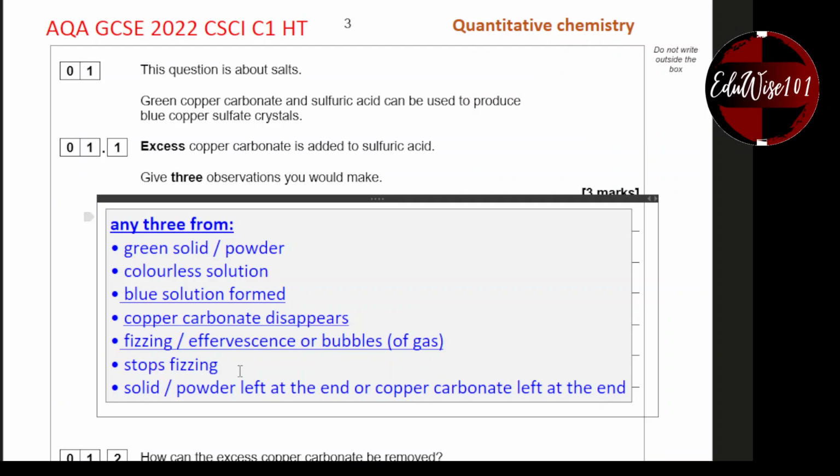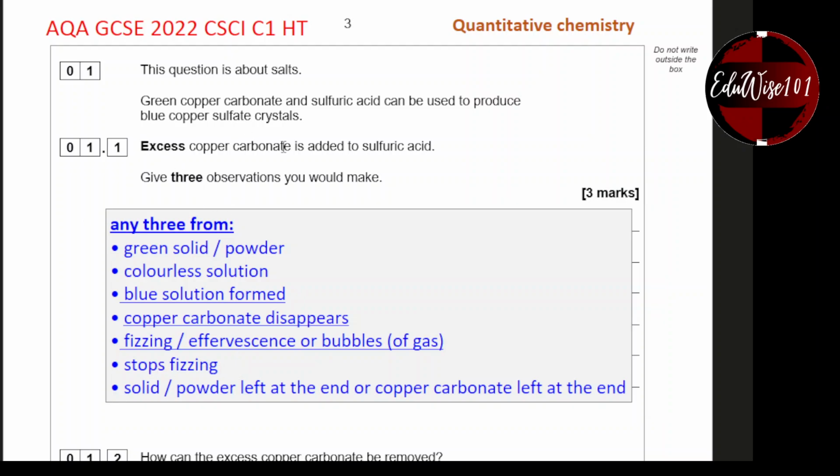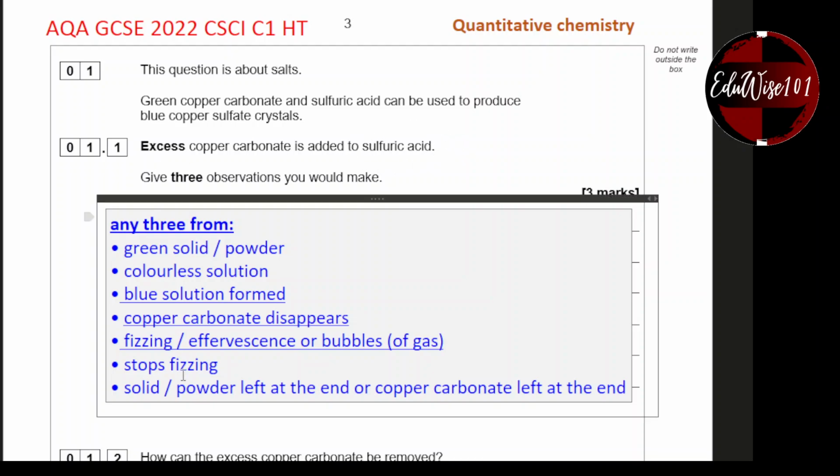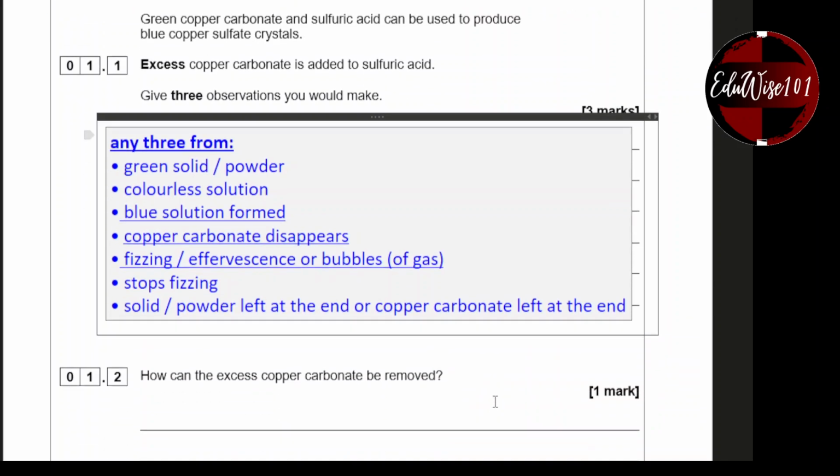Eventually, it should stop fizzing because you're adding excess copper carbonate to the sulfuric acid. When all the acid has reacted, it should stop fizzing. And there will be solid or powder left at the end, copper carbonate left at the end, because you're adding excess of it.